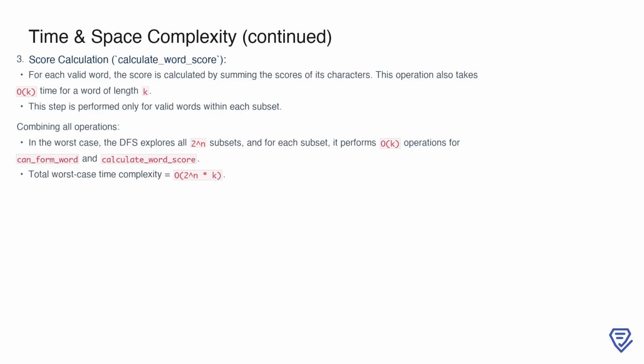Putting it all together, the DFS explores all 2^n subsets, and for each subset, we perform k operations for both can_form_word and calculate_word_score. Therefore, the total worst-case time complexity of the solution is O(2^n * k).